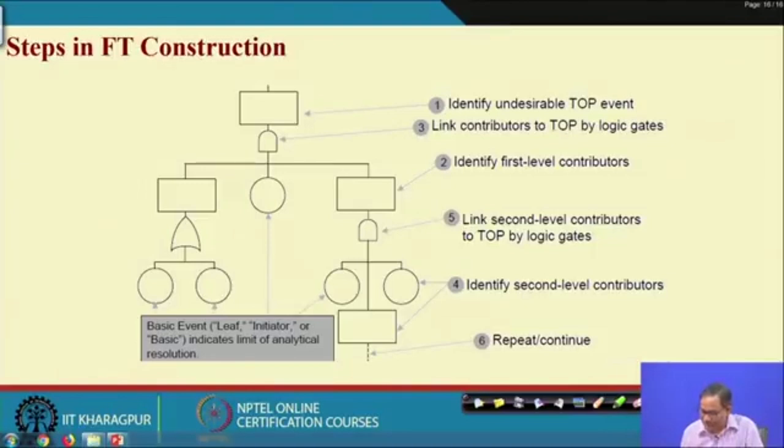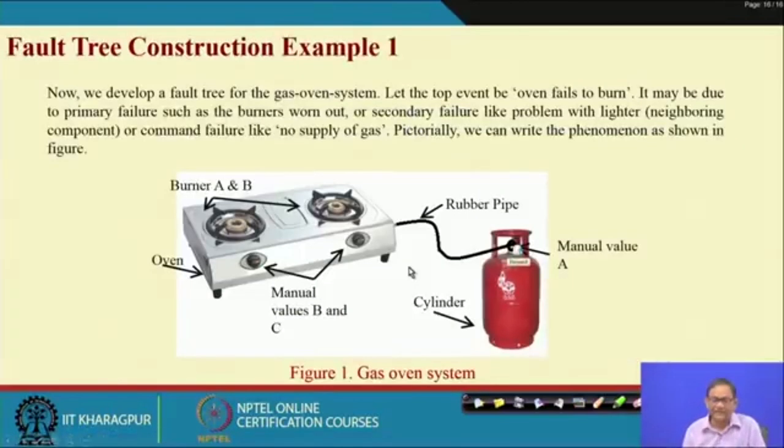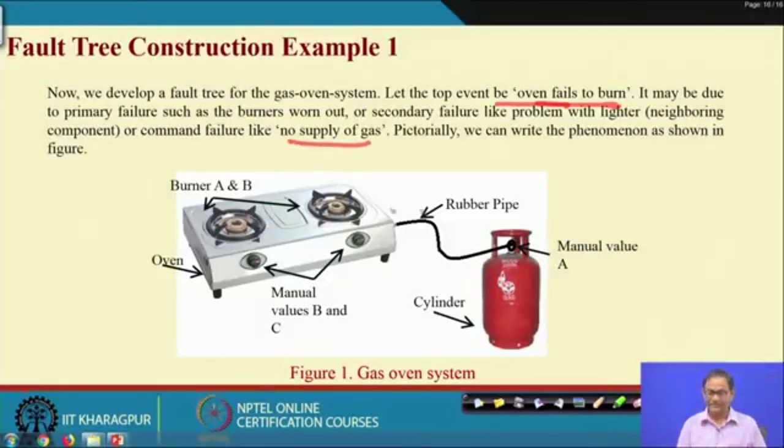I will quickly show you one example and then we will finish this lecture. This is what everybody knows, the kitchen gas oven. Suppose we want to develop a fault tree. What is our top event? The top event is oven fails to burn. It may be due to primary failure such as the burner being problematic, secondary failure such as the lighter or neighboring compartment not working, or common failure like no supply of gas.